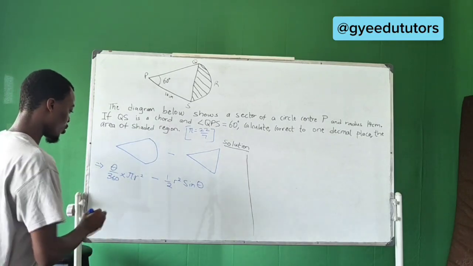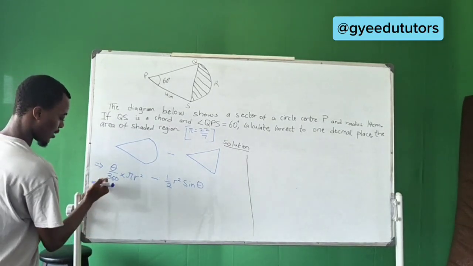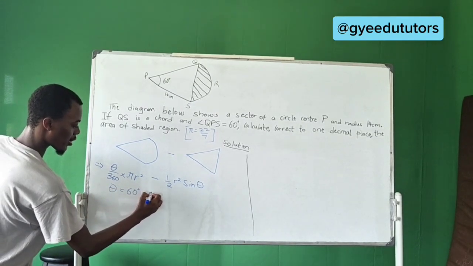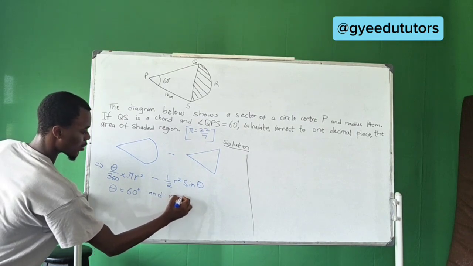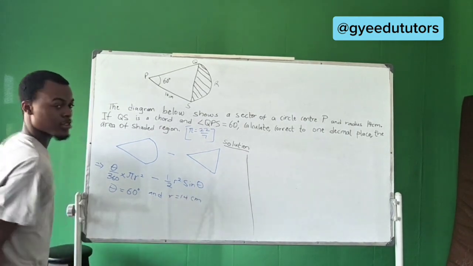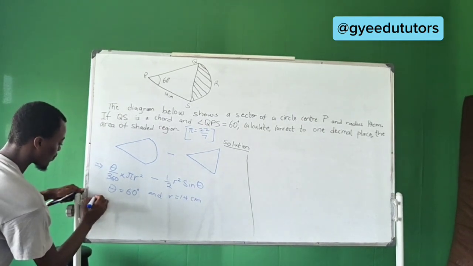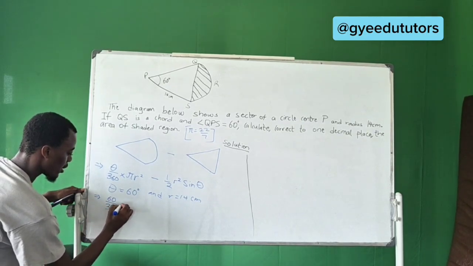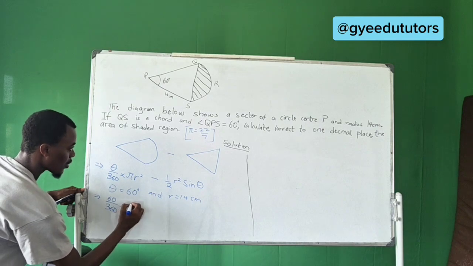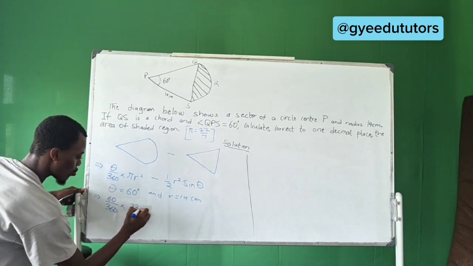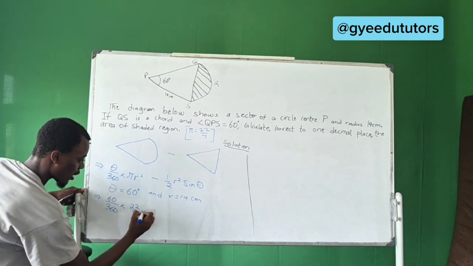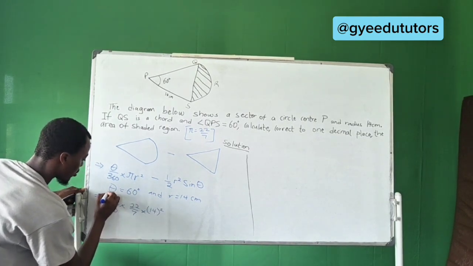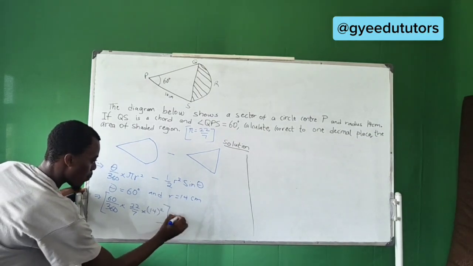Let's do it together. So now our theta is what? Our theta is 60 degrees, and our r is 14 centimeters. So now we have 60 over 360 times pi, which is 22 over 7, times 14 squared. This is the first bracket, minus what?